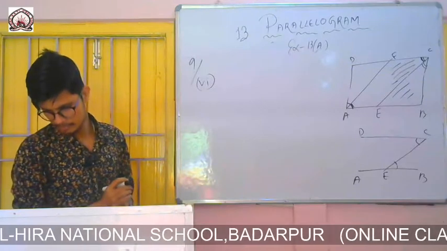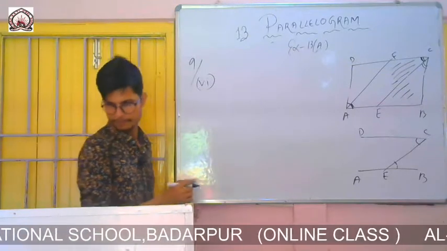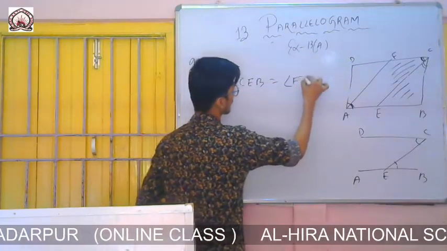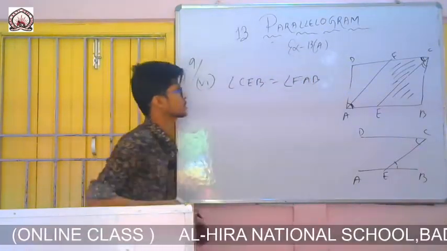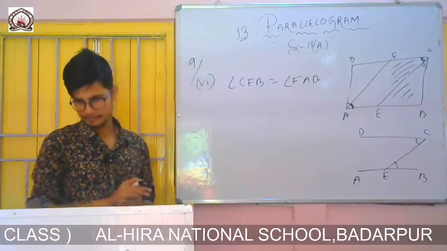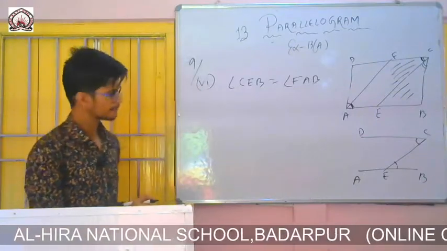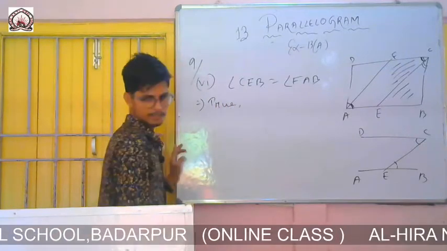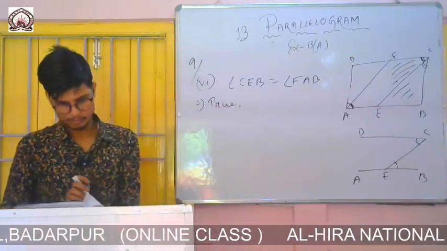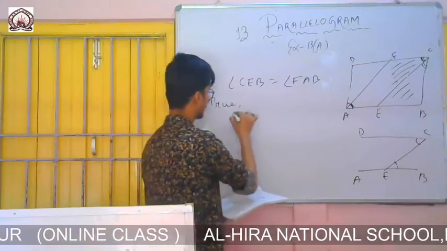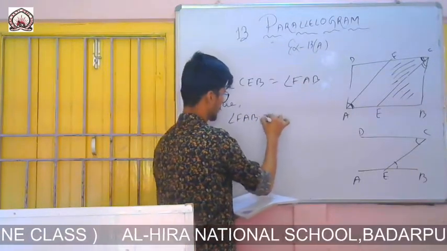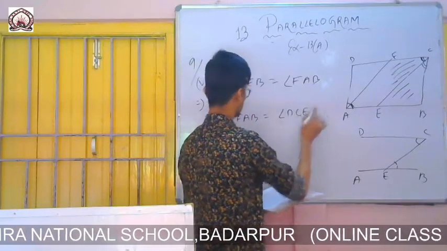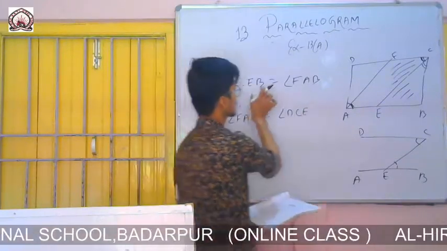Roman number 6, it is given angle CEB and angle FAB. CEB equals FAB. Whether these two angles are equal, we have to check. This is very easy. It will be true because in Roman number 4 we have proved that angle FAB equals angle DCE. In Roman number 6, the question is to find angle CEB.